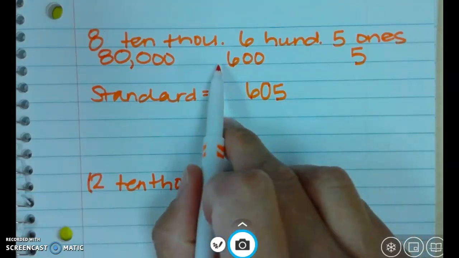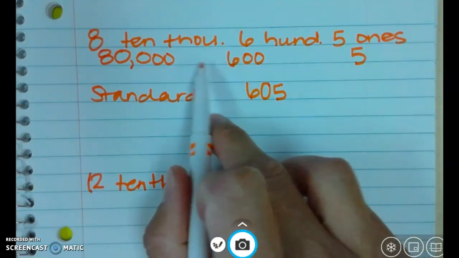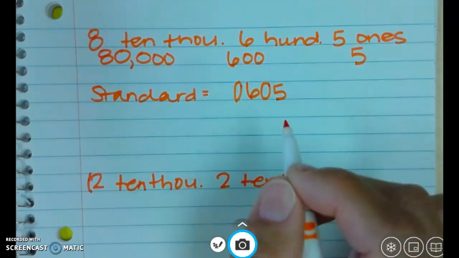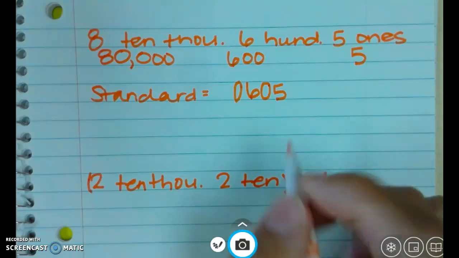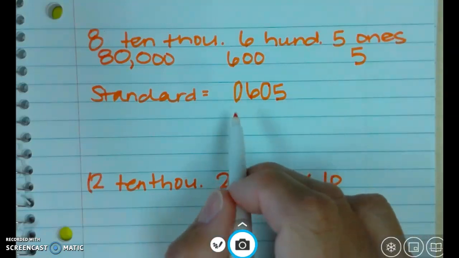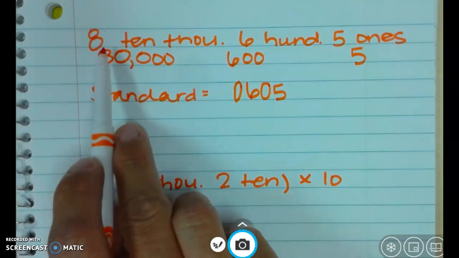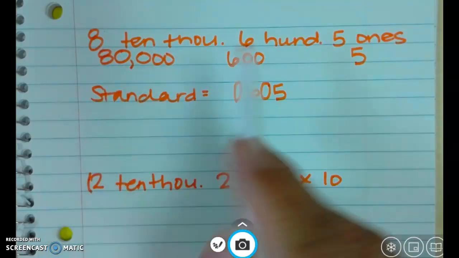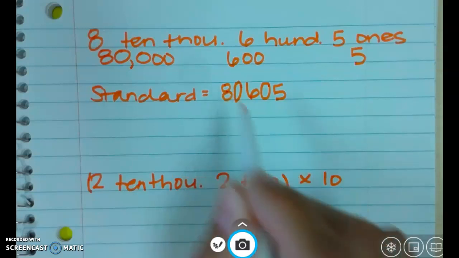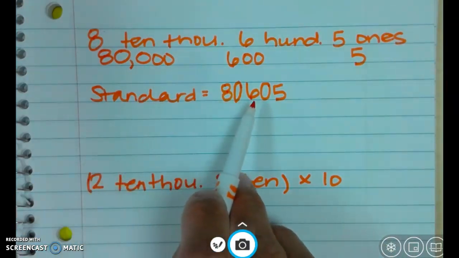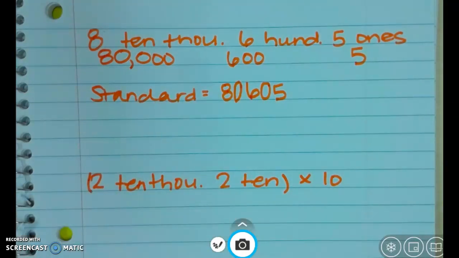Next comes 1,000. Do I have any thousands? No, no thousands, so I'm going to put a 0 to hold its place. Do I have any 10,000s? Yes, I have 8 10,000s, which is 80, so I'm going to put an 8 in that 10,000s place. So in standard form, my number is 80,605.